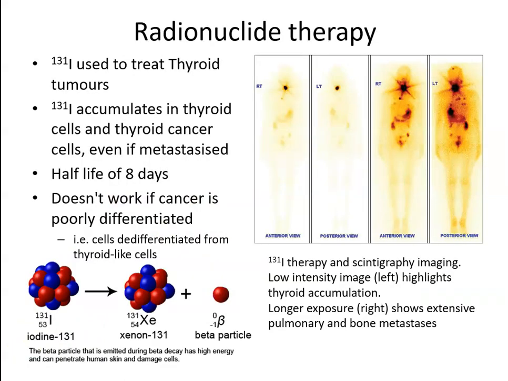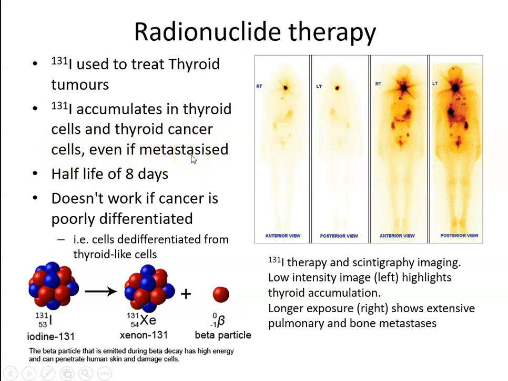Okay, so the first form of radiation that I'm going to talk about is radionuclide therapy. So this is where a radioactive element is injected into the patient. In this case, iodine, so iodine-131 is used to treat thyroid tumours, and that's because iodine accumulates within the thyroid, and even thyroid cancer cells take up iodine.